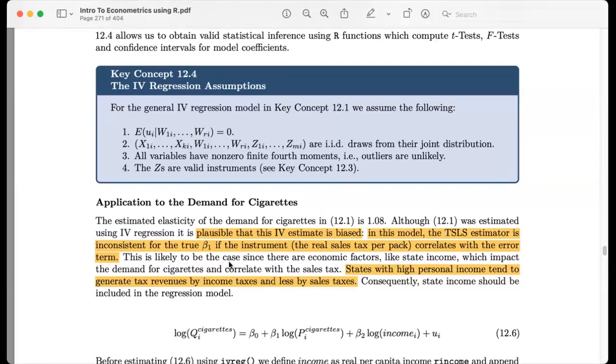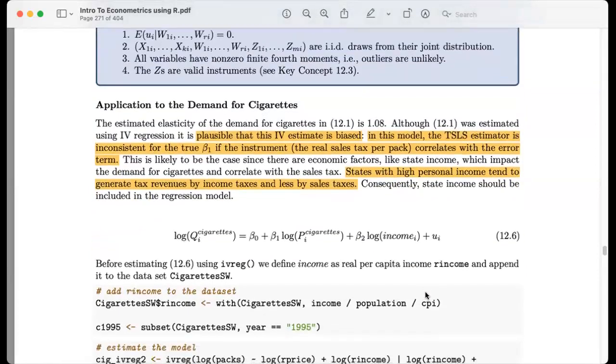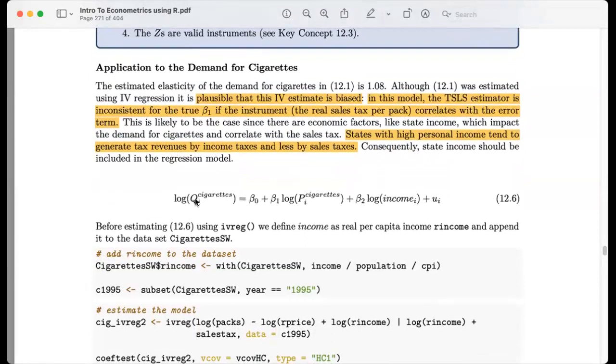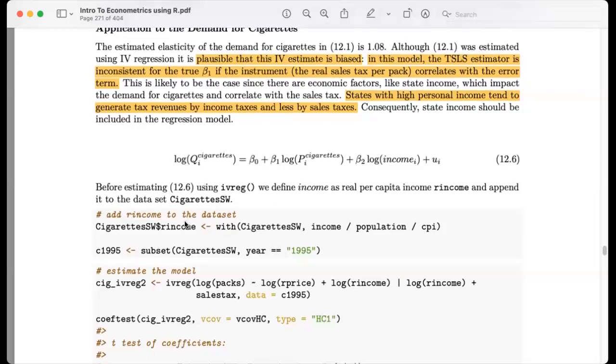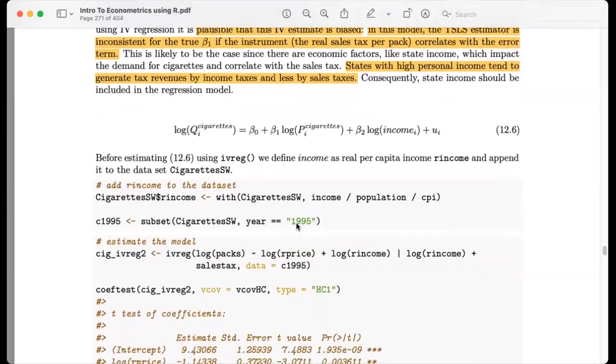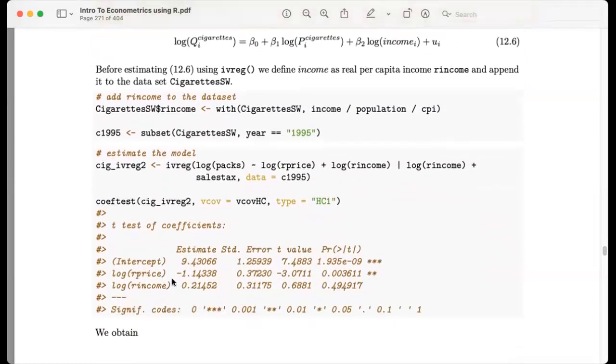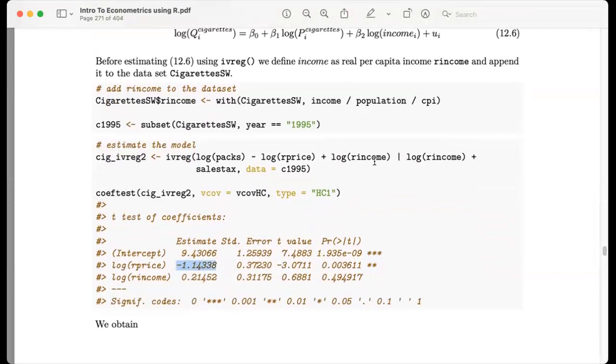So to deal with that, we could add state income to our model and see how the results will be. This is the new model we're going to estimate, where we have the log of the quantity of cigarettes, the log of prices, and also income at the state level. We are still looking at the 1995 cross section. If we run this model, previously we had something like 1.08, so the coefficient has adjusted a little bit, which shows that adding income has some explanatory power.